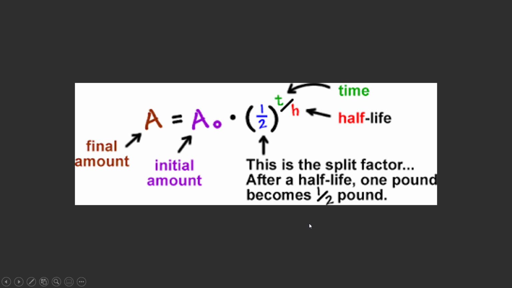So the equation that you can actually use to determine the final amount after a certain period of time is right here. The final amount is A, the initial amount is A0. You multiply that by one half, raised to the power of time divided by the half-life. You want the half-life and time to be in the same units. The half is the split factor, so after a half-life, 1 pound becomes half of a pound, and so forth.